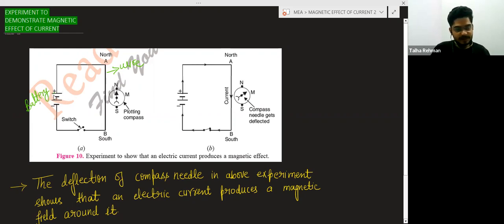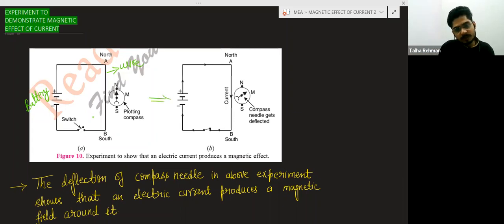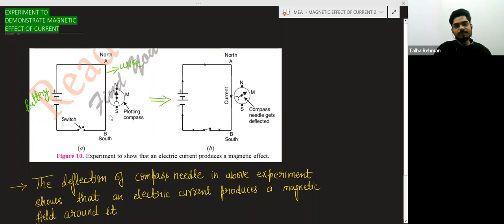A wire is connected with a battery, and here is a switch. This time the switch is open. So now what you did? You have taken a wire, connected it with a battery, and placed a compass near the wire.